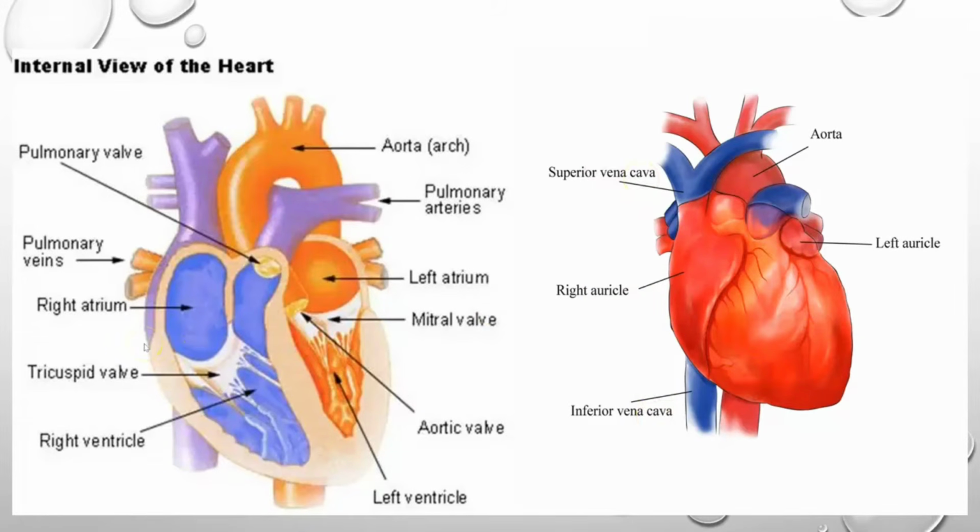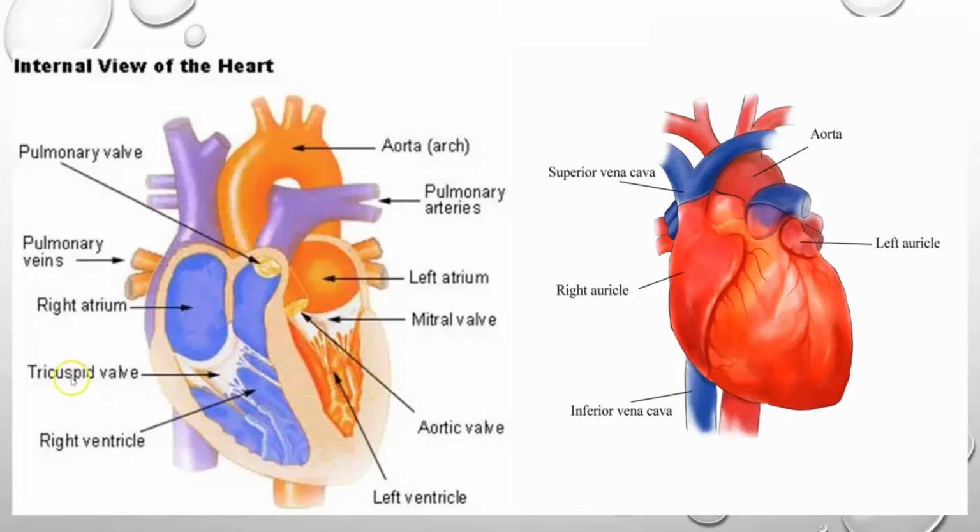Now look at this internal view. On the right hand side it is marked as the right atrium, and the left hand side it is marked as the left atrium. Okay, and see here, the lower two chambers are called the right ventricle on the right and the left ventricle on the left hand side. So basically our heart is four chambered. The upper two chambers we call atria, and the lower two chambers we call ventricles.